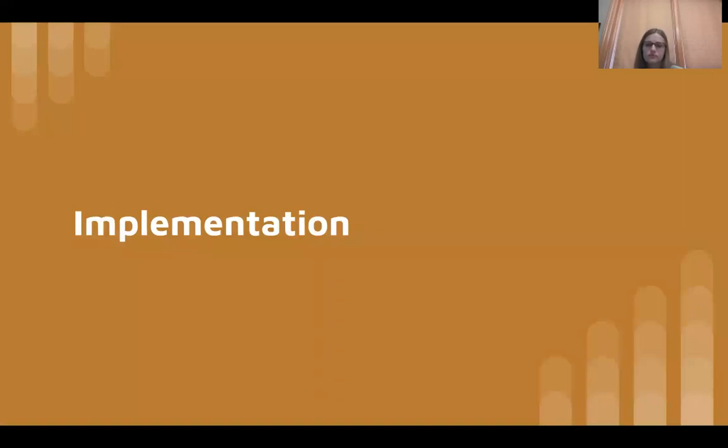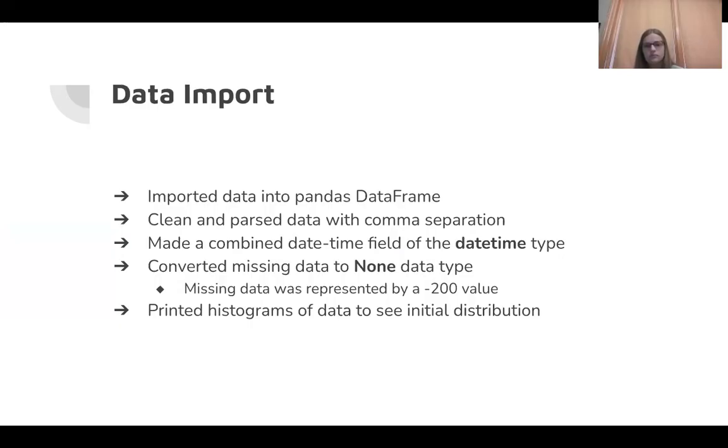We'll take a quick look at the implementation of these methods. First, we imported our data using Python. We're working in Jupyter Notebook. We imported the data into a pandas data frame, cleaned and parsed the data. It was based off comma separation, so it was pretty straightforward. We made a combined date time field of the date time type, so that information was together instead of in two separate columns with strings.